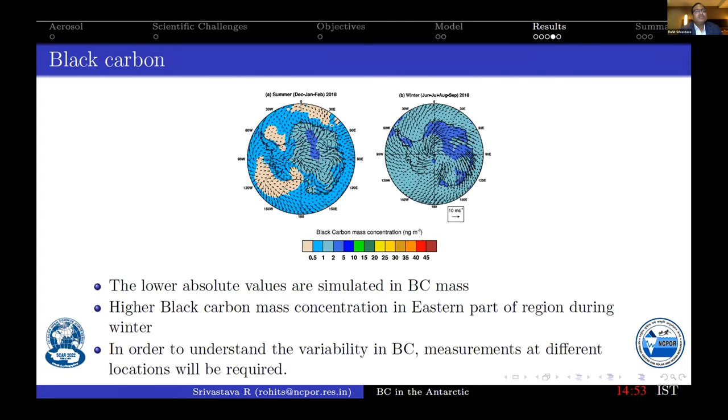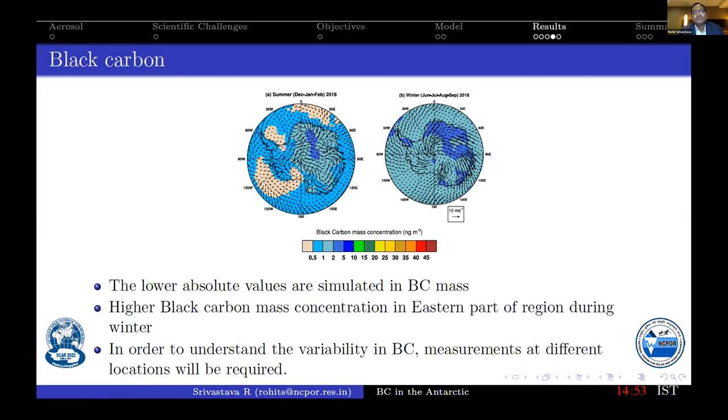Now I will come to the black carbon spatial variations. If you see the absolute value here, it's very less. The model is not able to capture the absolute value; it's about an order of magnitude less. But if you see the spatial seasonal pattern, the higher values in austral winter can be found in the model. And you can see that the coastal region is showing mostly higher values when compared to the central Antarctic region.